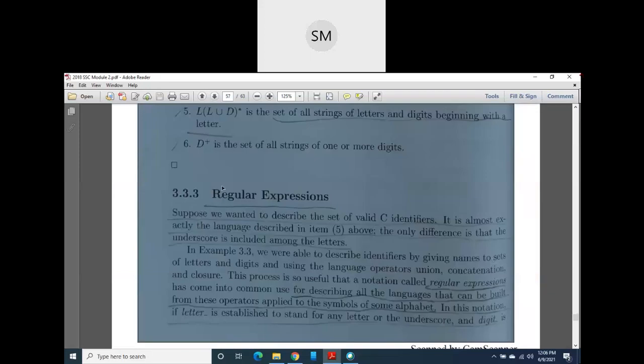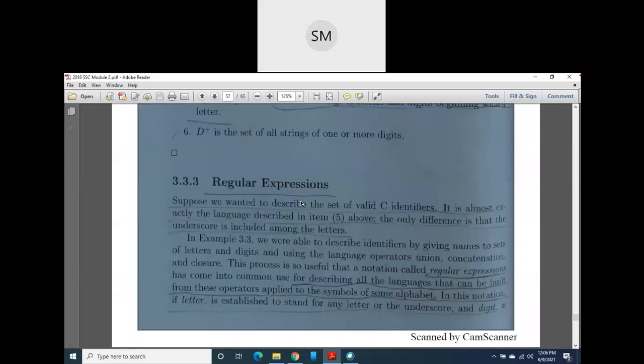Now, the next topic is 2.8.3, regular expressions. Very important topic. Before regular expressions, take one example: if I want to express or describe the C language variables or identifiers, how can I specify or describe them?